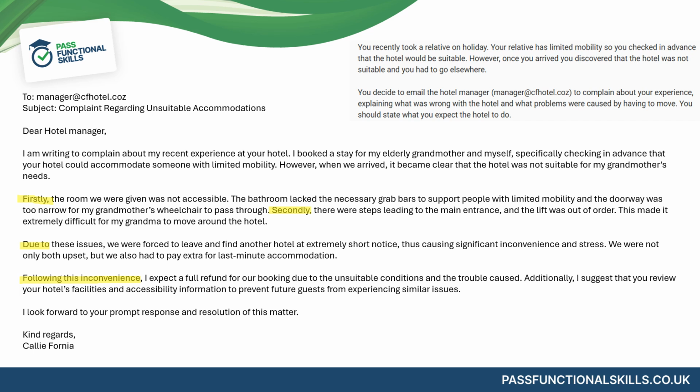In terms of the register and language, remember this is a formal audience, so we need to use formal writing. So we've got a lack of contractions, for example, I am writing rather than the shortened version I'm. Generally formal phrasing, so for example, the bathroom lacked the necessary grab bars. This is much more formal than saying the bathroom didn't have, for example. Notice that although we are asked to complain, the tone here is still polite. So we're explaining that it caused significant inconvenience and stress, but we don't have an aggressive tone or anything impolite in here.